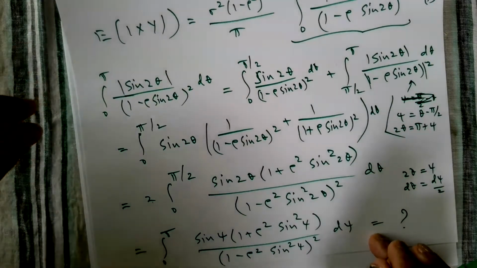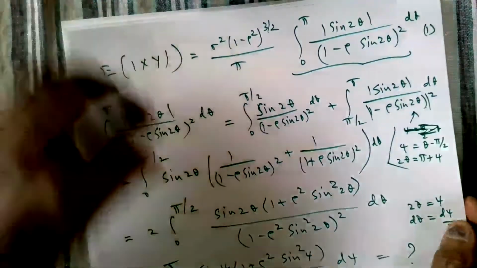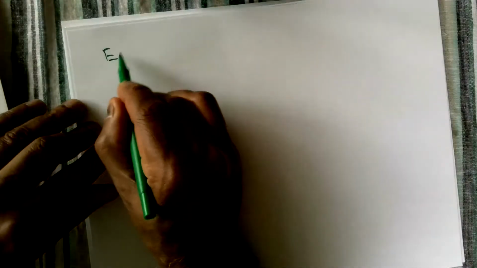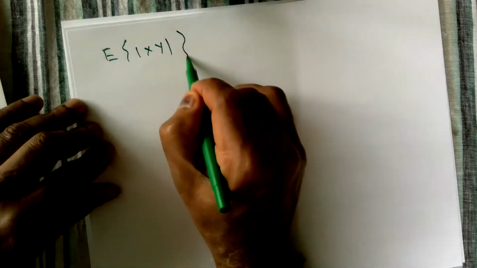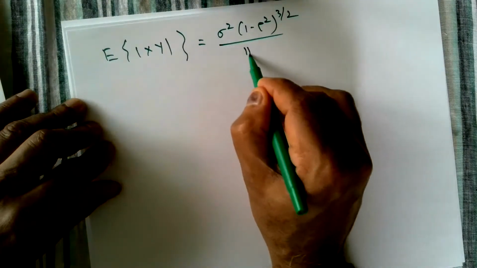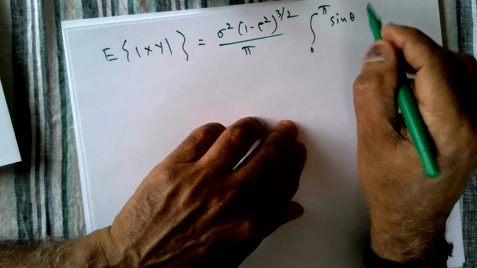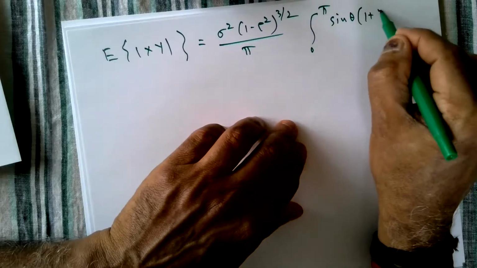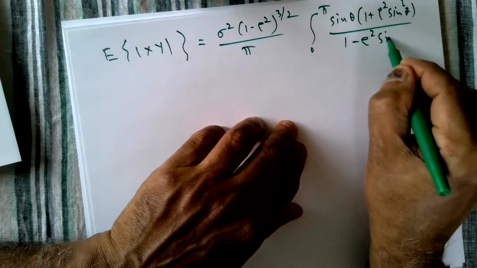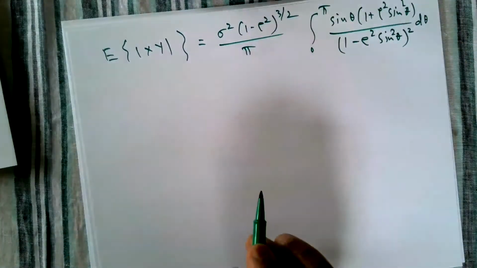Now, not to lose this constant, I'm going to substitute that and start there from the next page. So the expected value of xy turns out to be sigma squared (1 minus rho squared) to the power 3 by 2 over pi, the integral from 0 to pi, and I'm just going to change phi back to theta, of sine theta times (1 plus rho squared sine squared theta) over (1 minus rho squared sine squared theta) squared d theta. So this needs to be integrated.